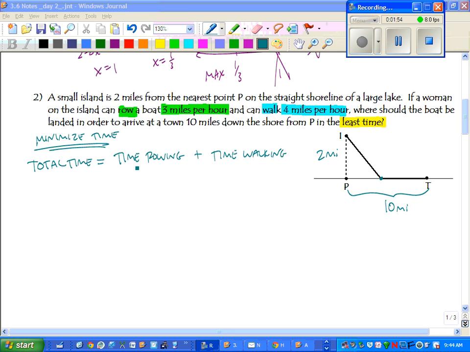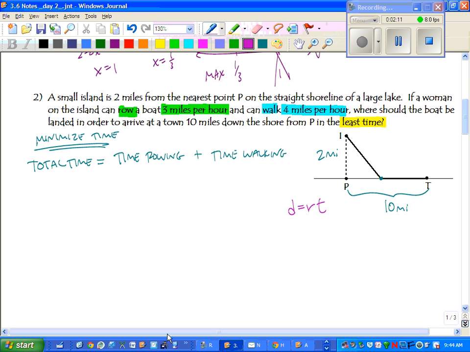Now this is a little bit different. We're minimizing time instead of cost like the problem the other day. So for time, we have to look at how to figure out the time that it takes to do these two things. Well, that comes from a formula you should be familiar with. Distance equals rate times time.